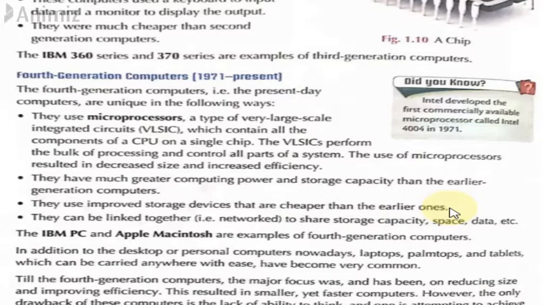First there were floppy disks, CDs, DVDs and things. Now we have USBs, we have other forms of storage devices. They can be linked together to share storage capacity, space, data, etc. So if there is a network, it can share storage capacity, space, data, etc. The IBM PC and Apple Macintosh are examples of fourth generation computers.